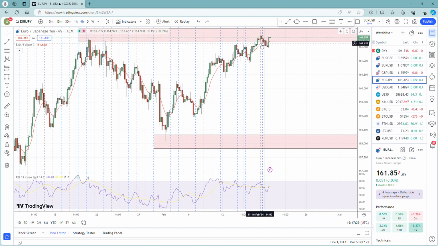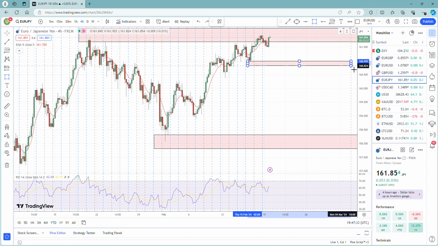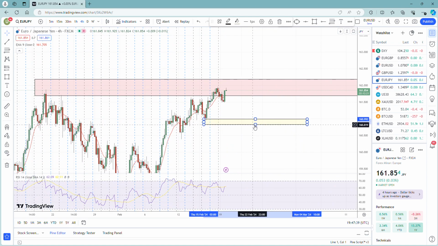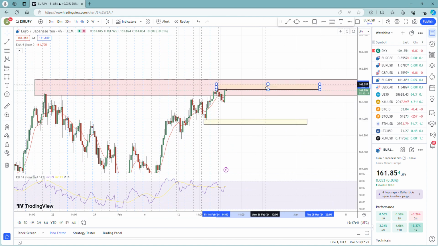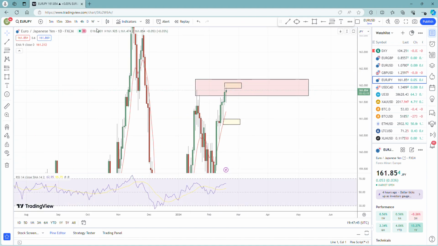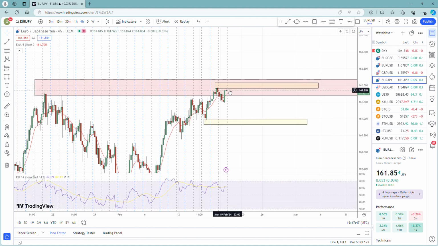Why these two? Because it's the most recent price action. So mark it in yellow. And then of course you've got one here. So price is at a daily level, the red zone. It's also at the H4 level. So we can expect price to potentially go down. That's what my analysis would be for tomorrow.